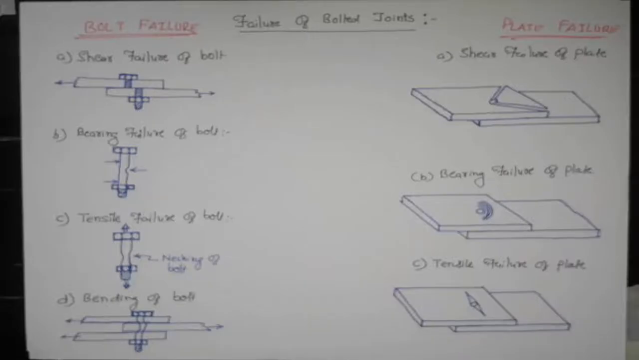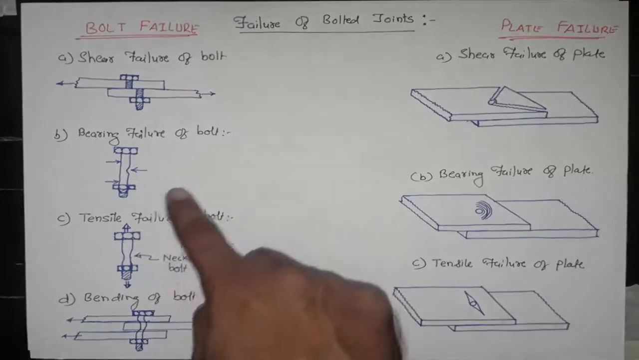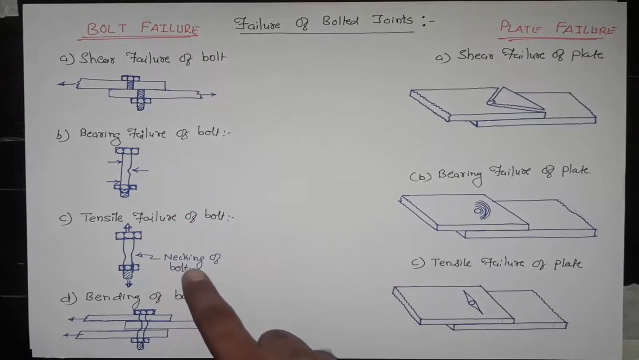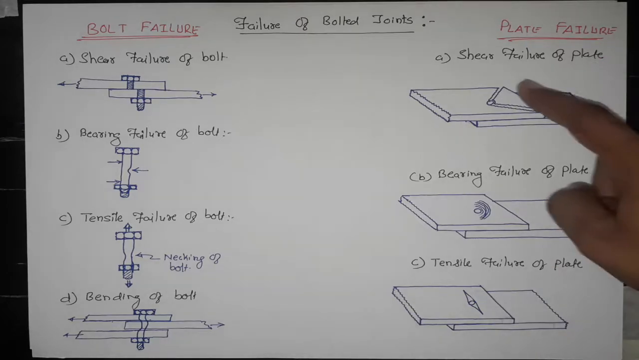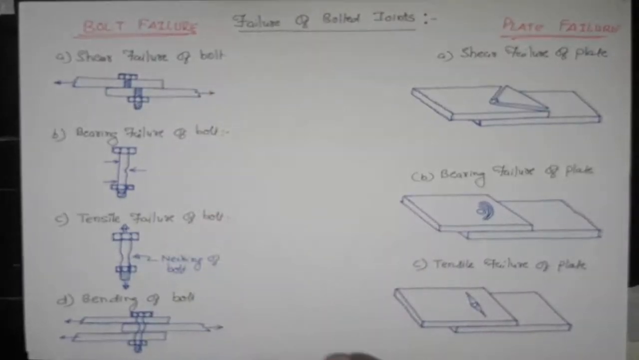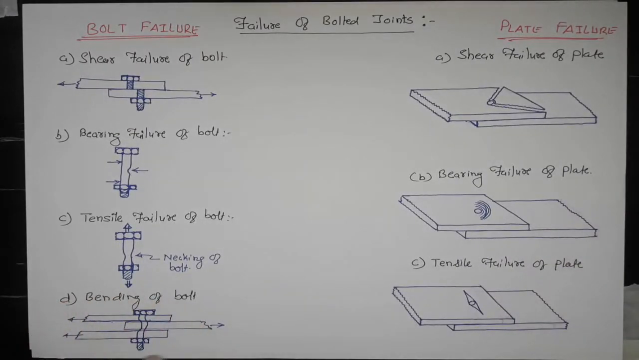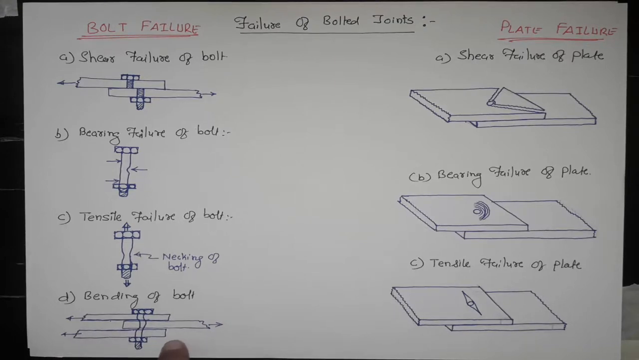The various modes of failure of bolted joints are as under. They are shear failure of bolt, bearing failure of bolt, tensile failure of bolt, and bending of the bolt. Various plate failures are shear failure of plate, bearing failure of plate, and tensile failure of plate. Out of this, the code has recommended various design capacity formulas for A, B and C type of failures for the bolt and A, B, C type of failures for the plate. While this is a workmanship error, hence this is to be taken care of by the site supervisor.